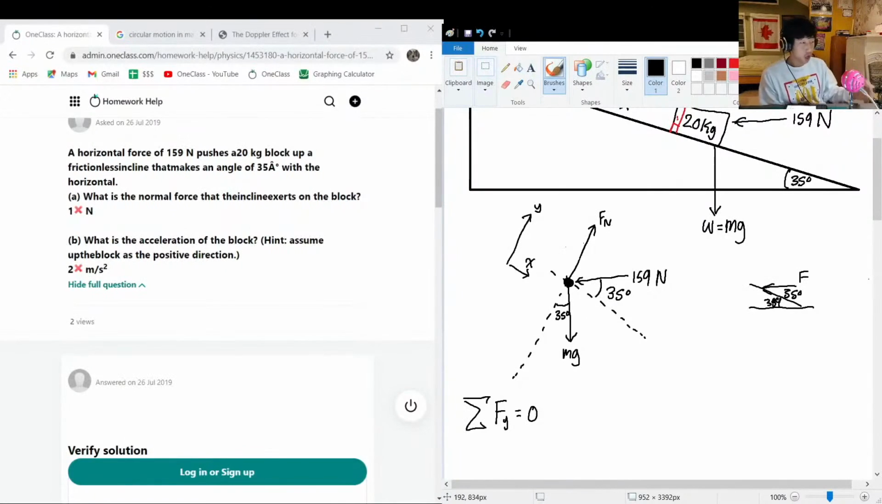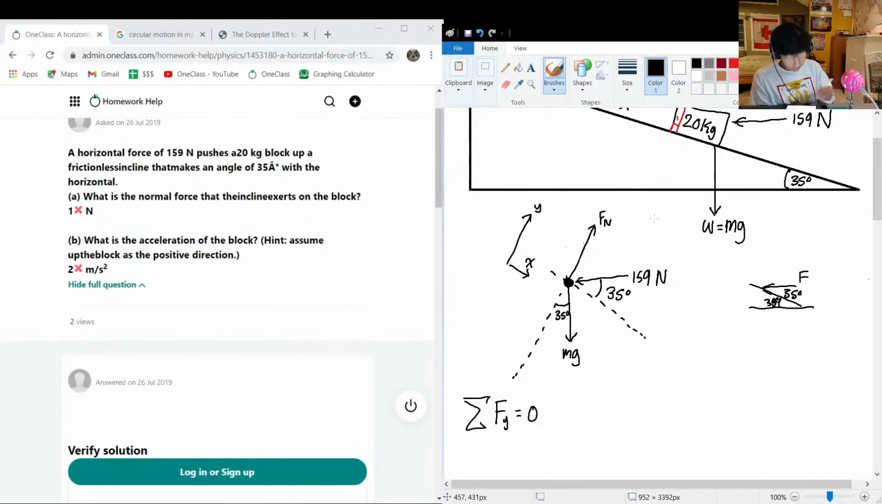If the y forces were not 0, it would be like lifted off or pushed deeper into the ramp itself. And we're going to assume that the ramp does not curve or deform in any way that would allow things to be pushed into it. So we have to have a 0 y force. Okay, now what are our forces in the positive y direction?